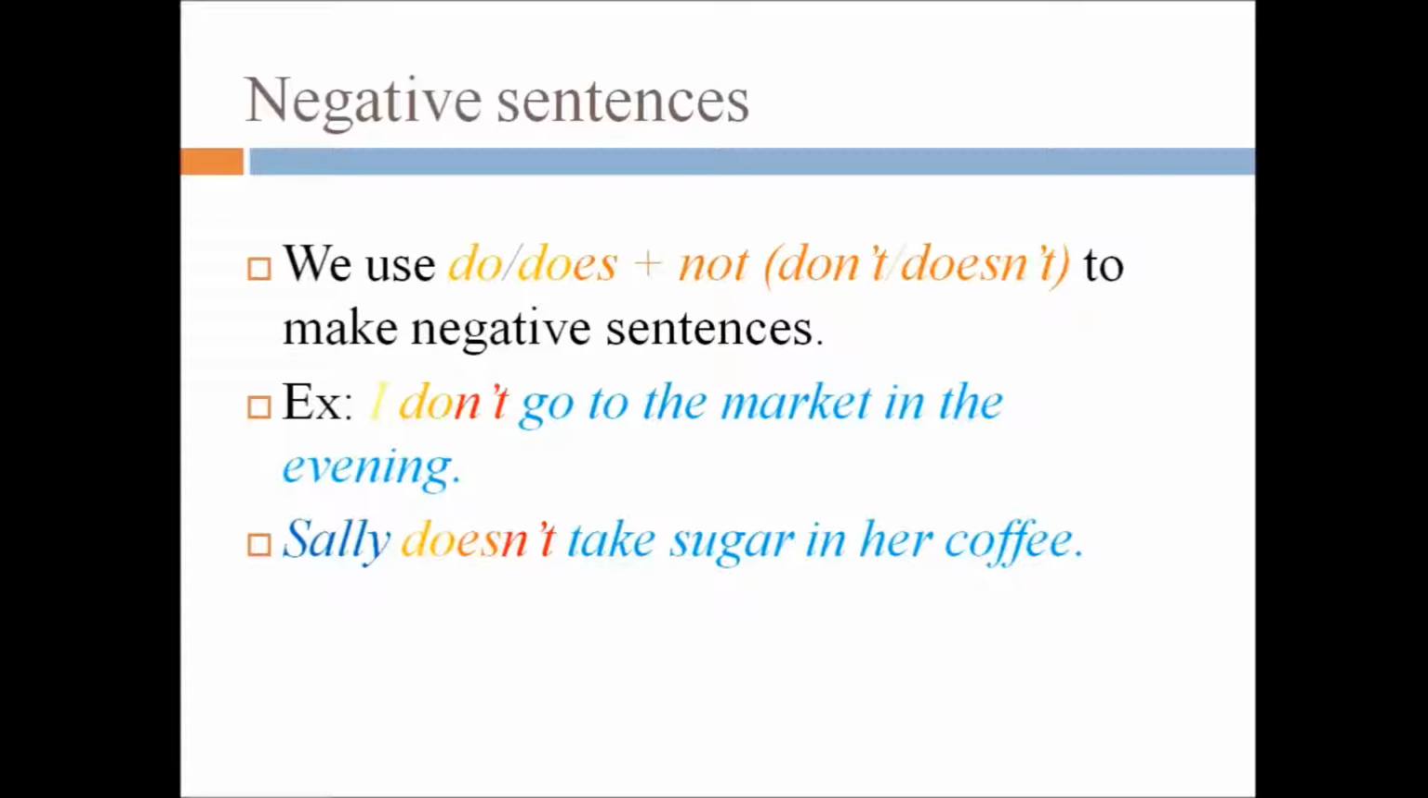But for Sally, what is it? The third person singular, or first or third person plural? Sally can be a girl or a boy, a man or a woman. I say she. Okay, Sally is she. She means the third person singular, right? So Sally doesn't take. There is no s after take. Sally doesn't take sugar in her coffee.